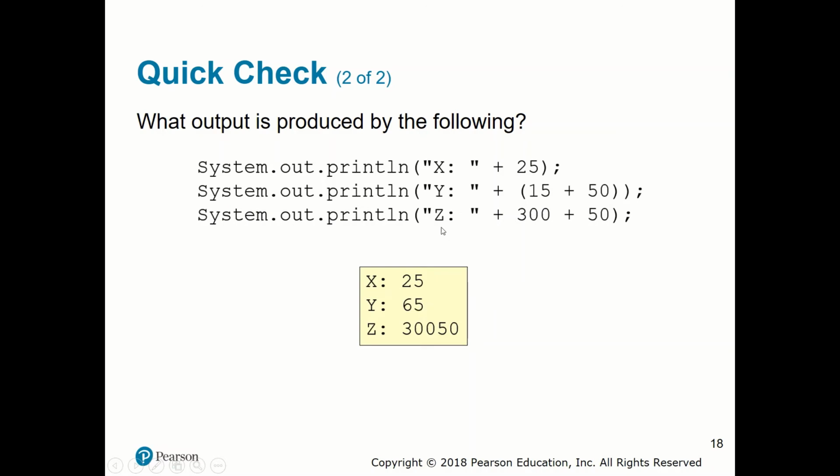And in the last, the colon and then 30050 is printed out. This is because if the two numbers are following the string, the two numbers are just added to the string. So this is the output.